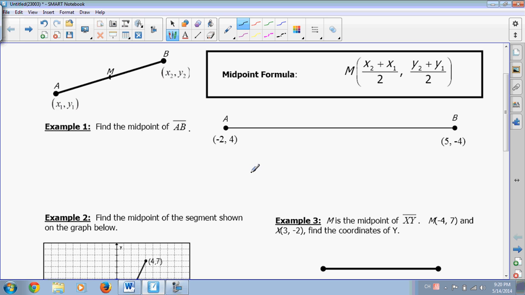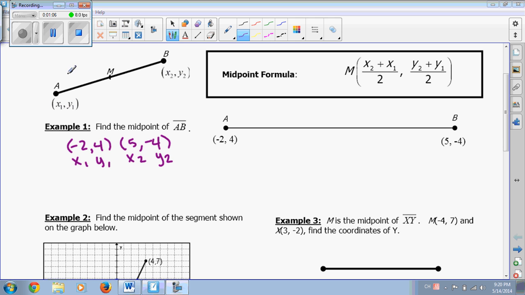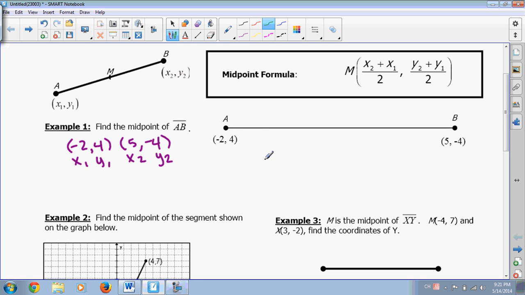So let's look at our first example. Find the midpoint of AB. So our 2 points are (-2, 4) and (5, -4). Well, -2 is our x1, 4 is our y1, 5 is our x2, and -4 is our y2. Our formula states that we have to take our x2 and our x1 and add them together, and then divide by 2, and take our y2 plus our y1, add them together, and divide by 2.